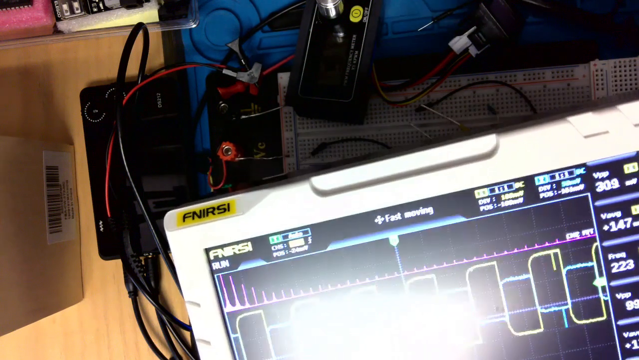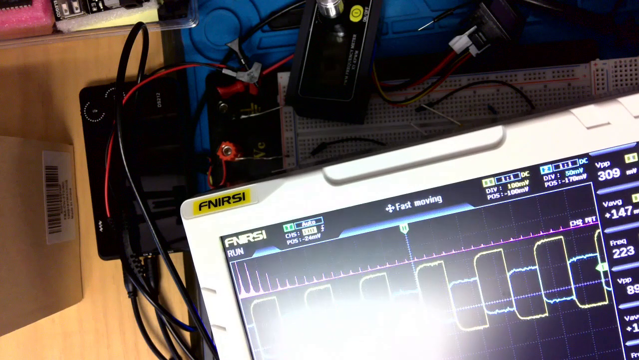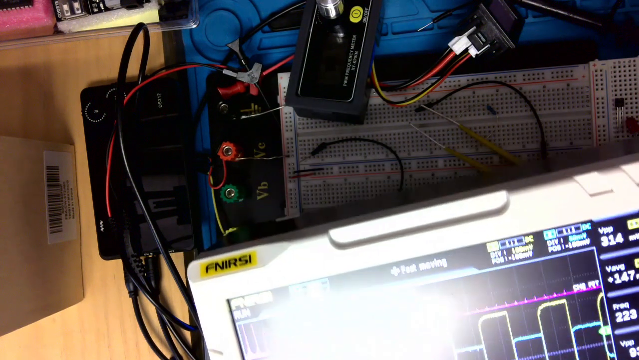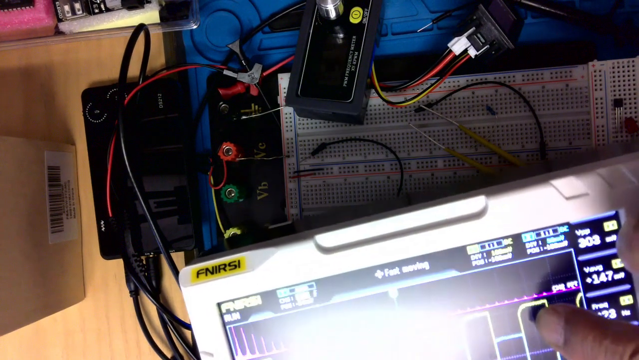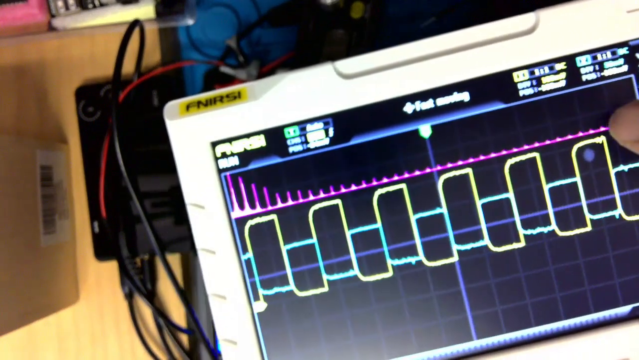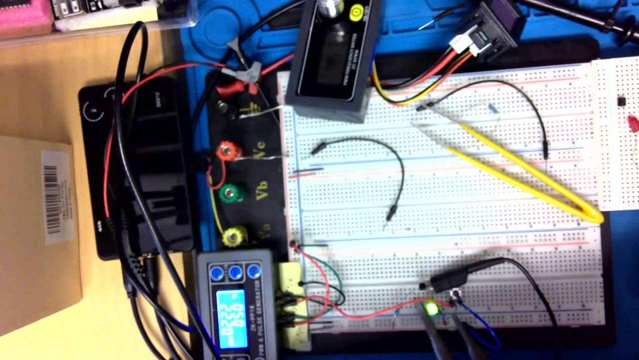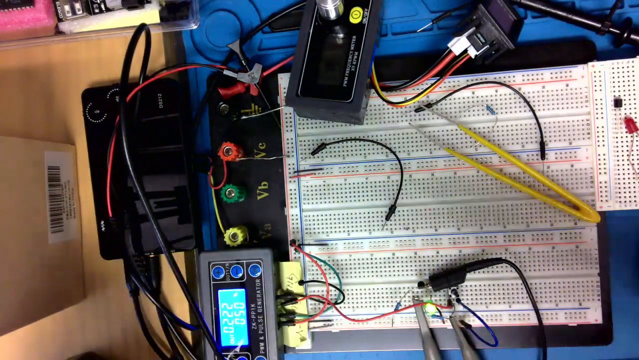Now if you see this signal level, the rise time is slow. You see this one? 4 times faster. Rise time is slow. And I have to talk about this one. Why?